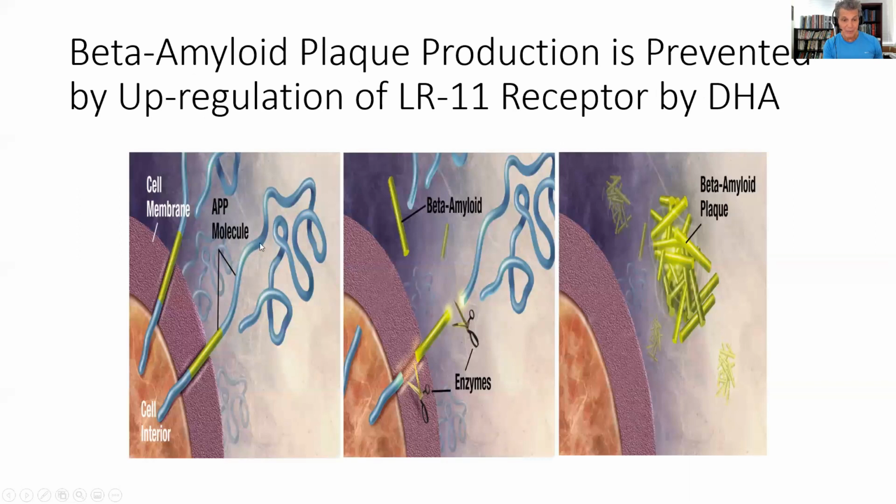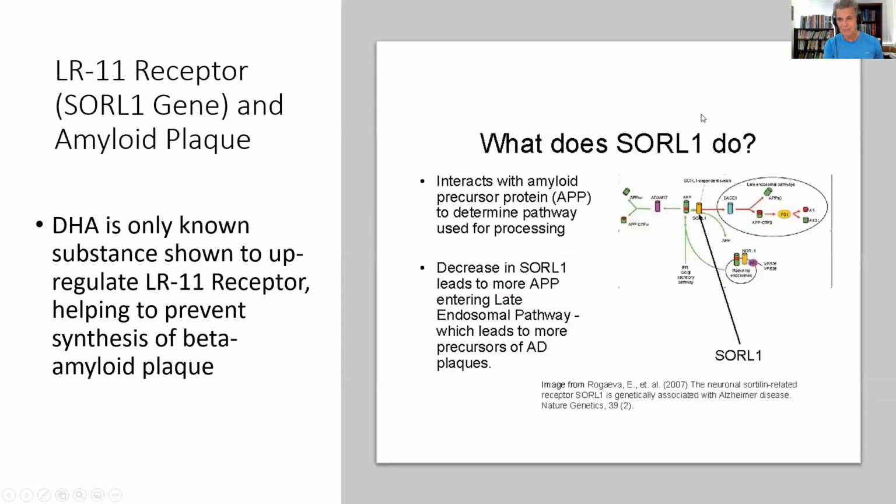So first you have a normal receptor, then enzymes break it up, and you end up with these beta amyloid plaque pieces in the brain that then are a hallmark feature of Alzheimer's disease. How do you prevent that? You prevent it by upregulating the LR11 receptor with DHA. That's what we've learned about this.